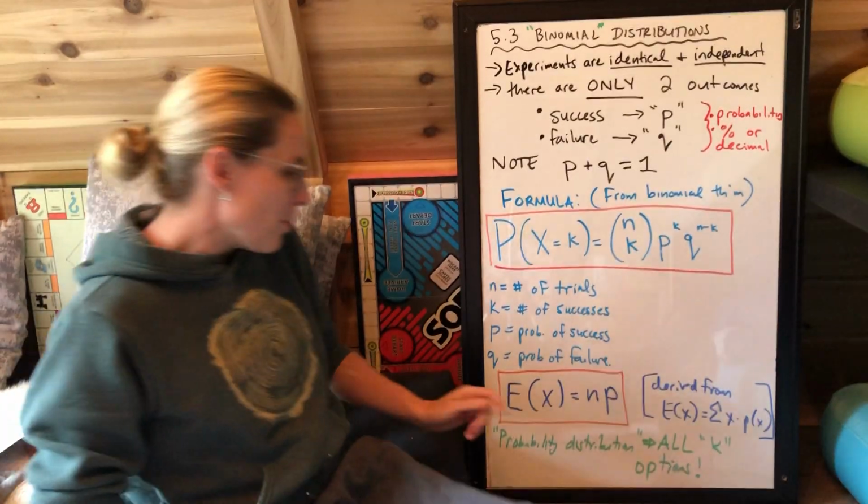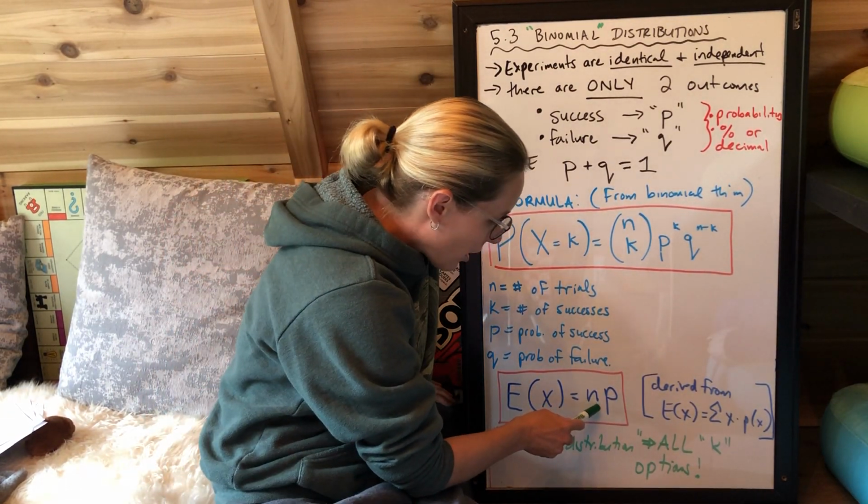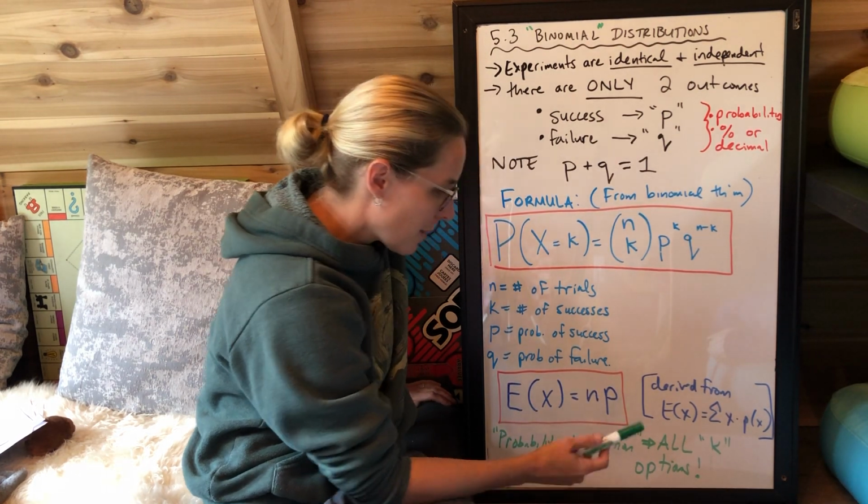Okay, so in our case for the binomial distribution, the expected value has to be the number of trials you have simply multiplied by the probability. Okay, that will give us an expected value.